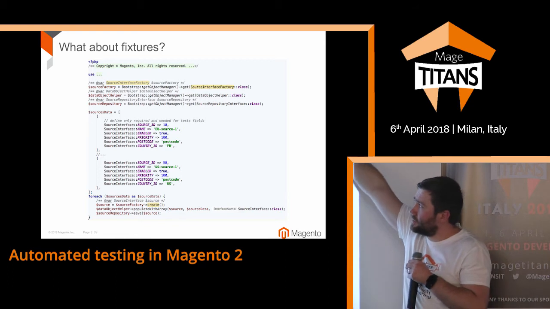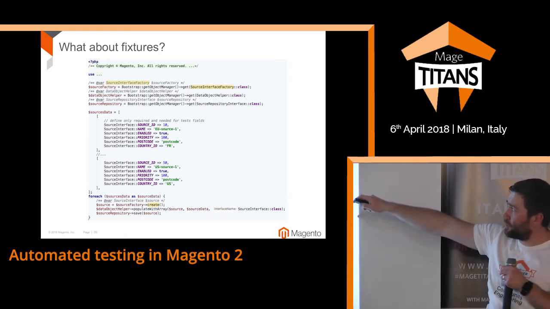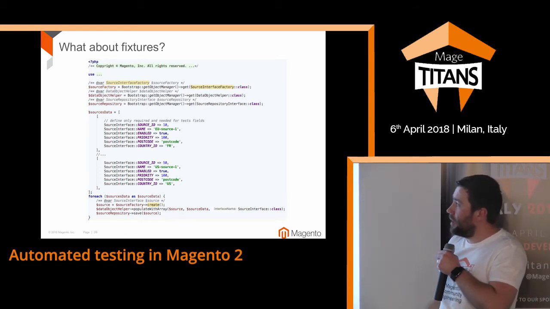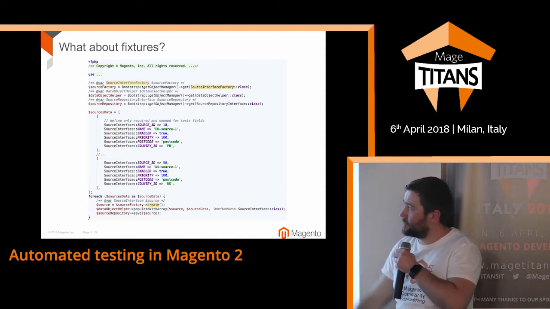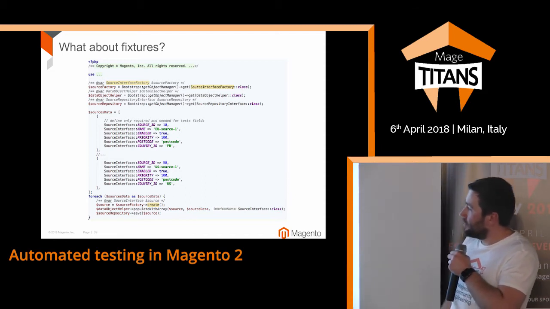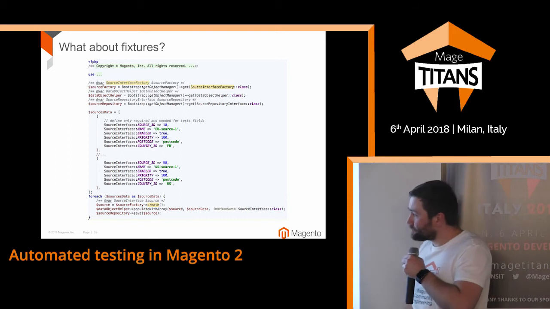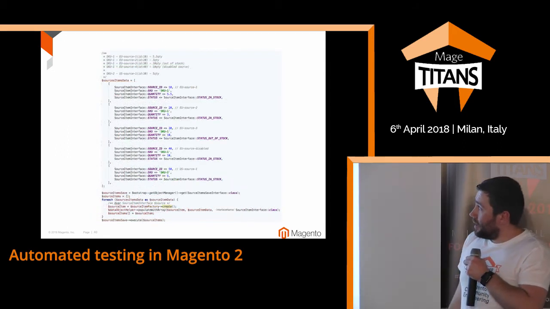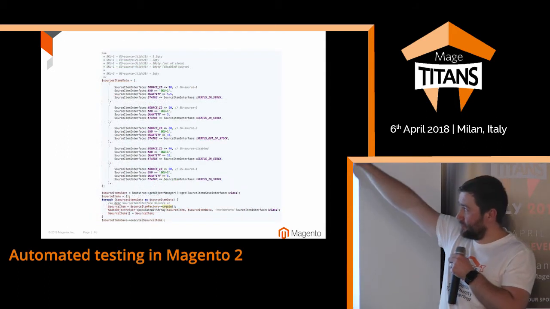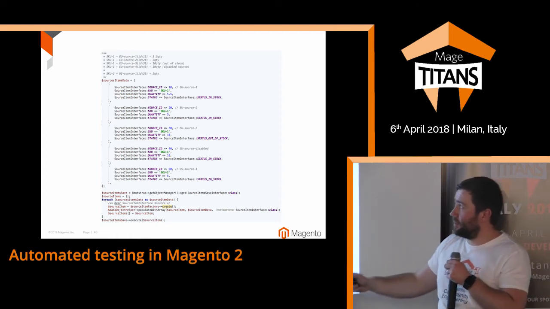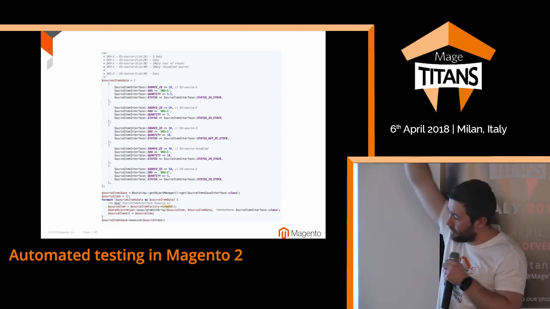This is actually how the fixture looks. Here we have the preparation. Here we create particular sources, so here we create a source for the US, etc. And here we specify the quantity. So this is the listing of the fixture which was declared in this test.